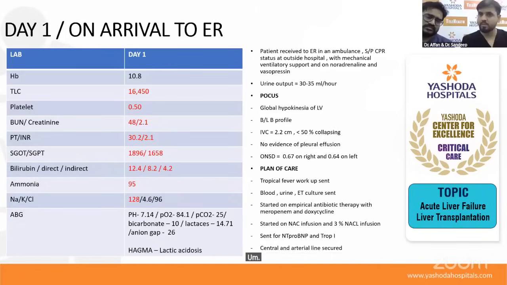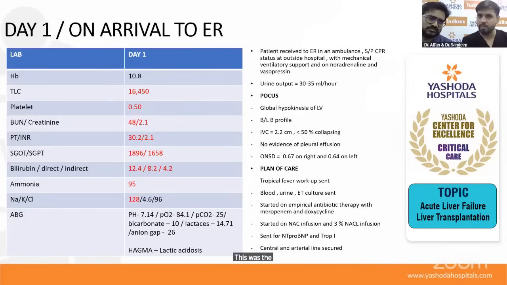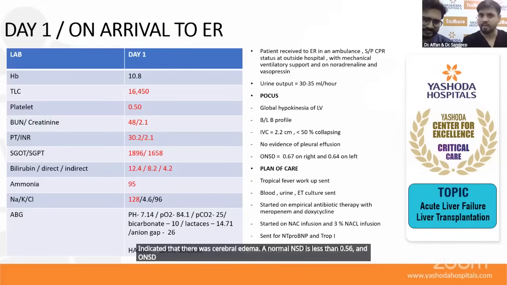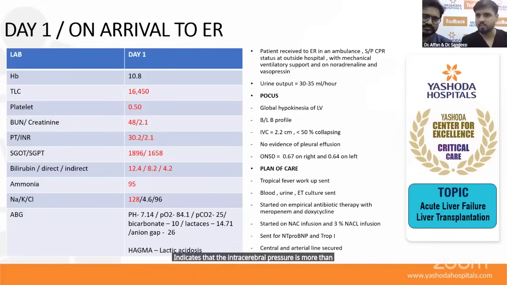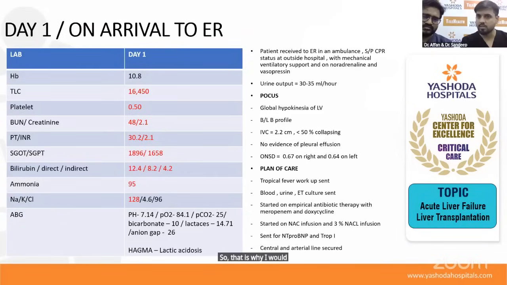Sir, 3% NaCl: my patient had already landed up in grade 3 hepatic encephalopathy. My patient was drowsy and arousable. This was the first point for starting 3% NaCl. The next point would be that the patient's ONSD, which we had screened, indicated that there was cerebral edema. A normal ONSD is less than 0.56, and an optic nerve sheath diameter of more than 0.56 indicates that the intracerebral pressure is more than 20 mmHg. So in my case, both of these indicated that the patient was already in cerebral edema. So that is why I wanted to start the patient on 3% NaCl.